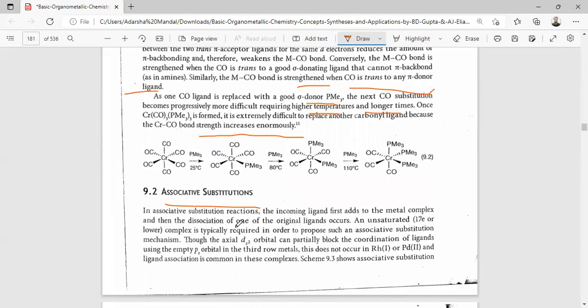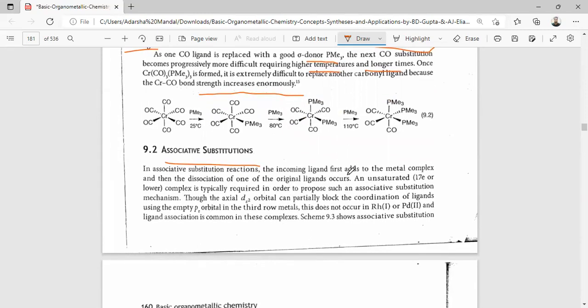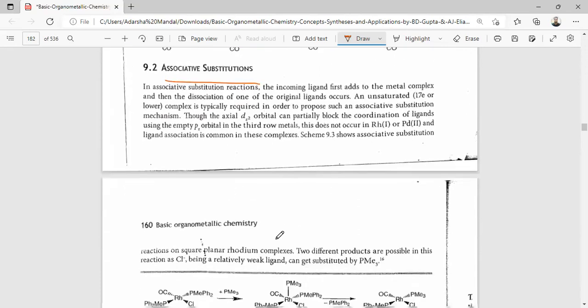In the associative substitution reaction, the incoming ligand first adds to the metal complex, then the dissociation of one of the original ligands occurs. An unsaturated complex is typically required in order to propose such an associative substitution mechanism, though the axial dz2 orbital can partially block the coordination of the ligand using the empty pz orbital. This does not occur in rhodium or palladium complexes, and ligand dissociation is common in these complexes.